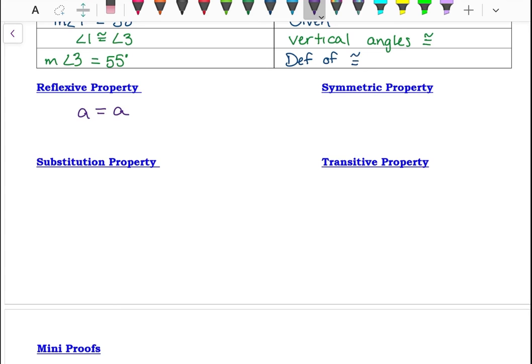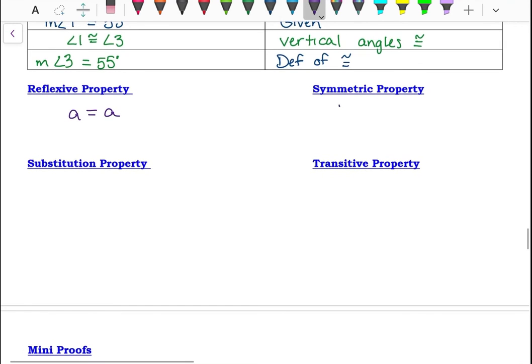That's it. That's the reflexive property. The symmetric property says if you have A is equal to B, so two numbers that are equal or two variables that are equal, then you can also write it as B is equal to A. Same thing both ways. The transitive property says that if A is equal to B and B is equal to C, then A is equal to C.